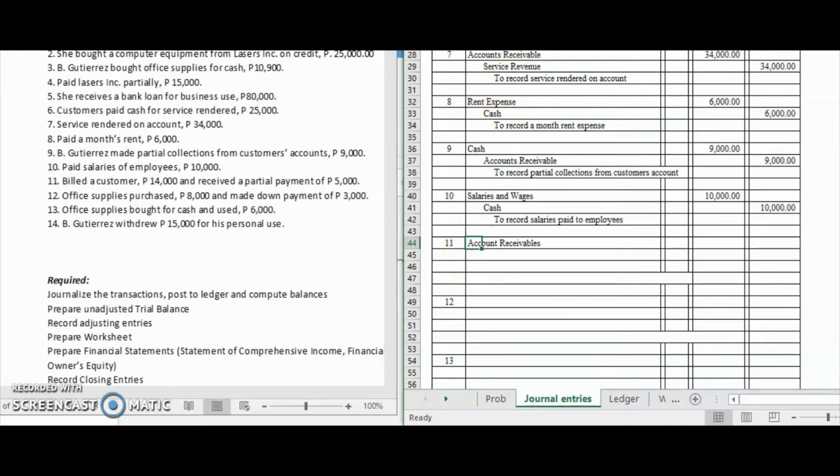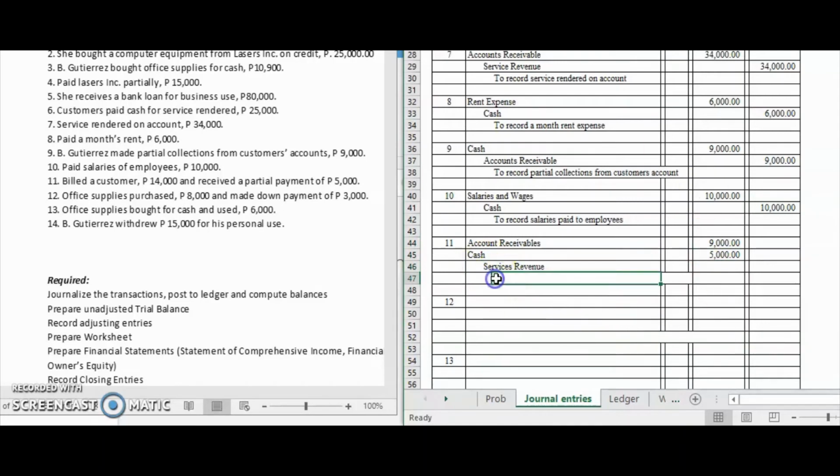Okay, so first, may accounts receivable si customer na 14,000. Nagbayad lang siya ng 5,000. So what is left? It's 9,000. So dapat ang total nito is 14,000.